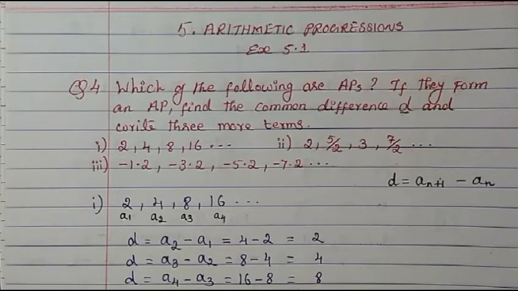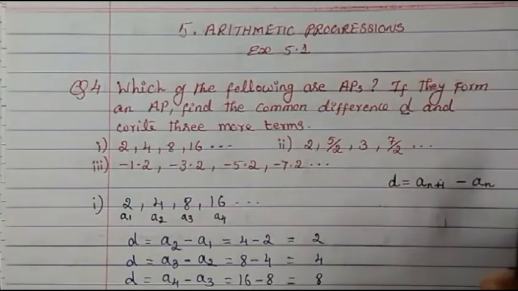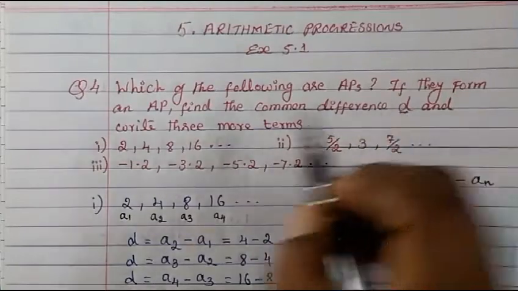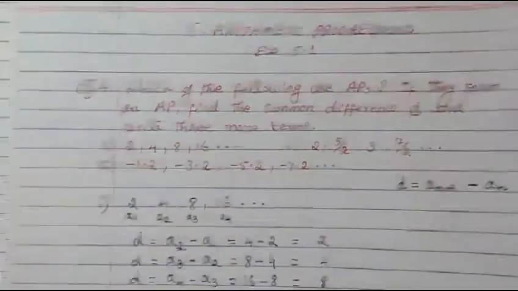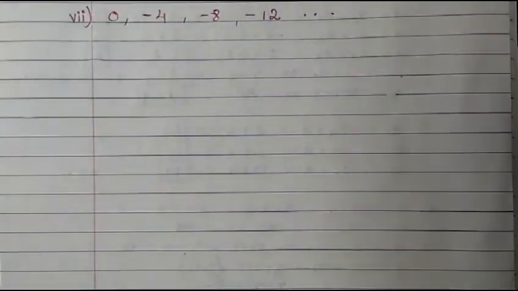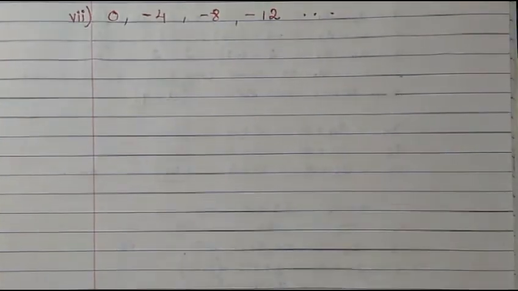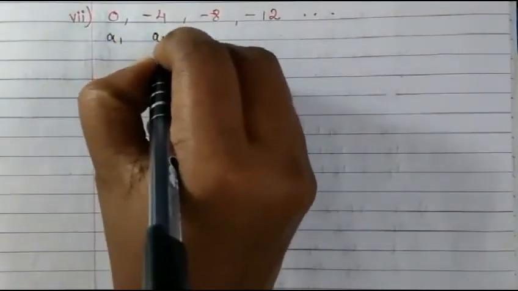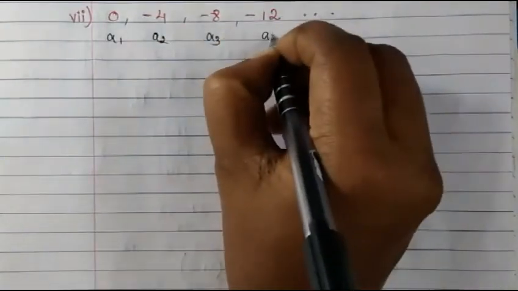So in this video we are going to see the 7th, 8th and 9th parts of this sum. We have to check whether the given series is an AP or not. If it is an AP, we have to write the D value and three more terms. So let's do the 7th part, then the 8th and then the 9th part of this sum. So we consider these as A1, A2, A3 and A4.